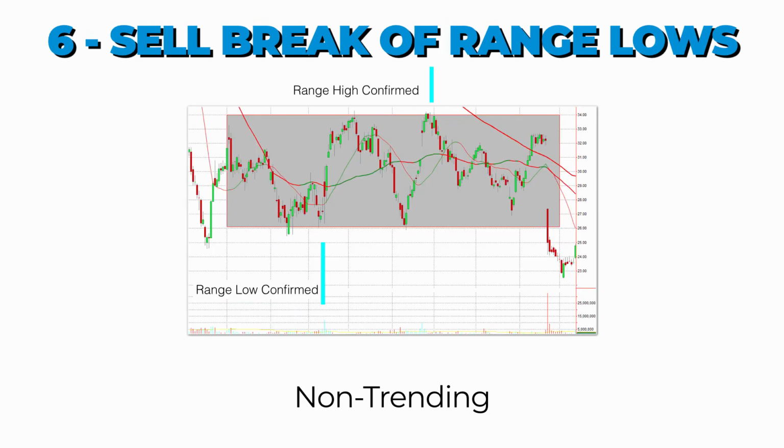Now, conversely, the last pattern, sell the break of the range lows. Again, we've got our range highlights. We've got 1, 2, 3 on the lows, 1, 2, 3 on the highs. So when price is below the range lows, we can sell the break of the range lows as a way to profit from a downward movement, a resumption of the downward trend. And there are 6 patterns.